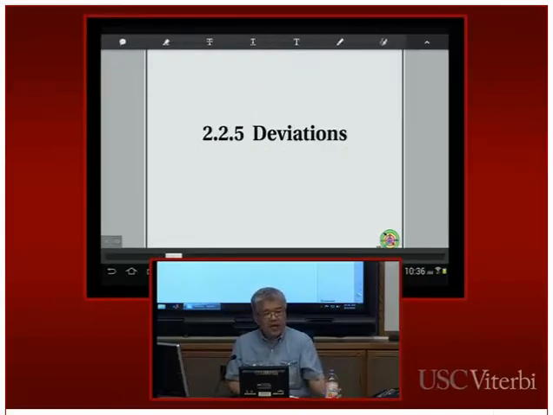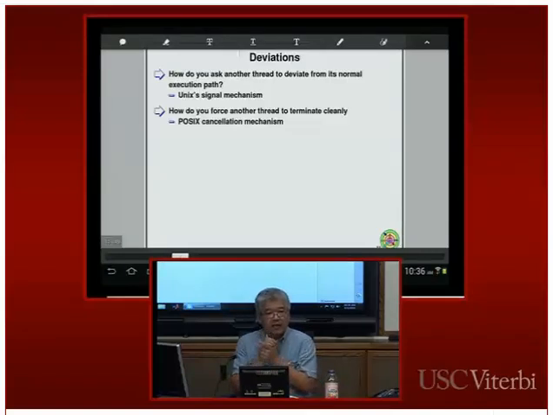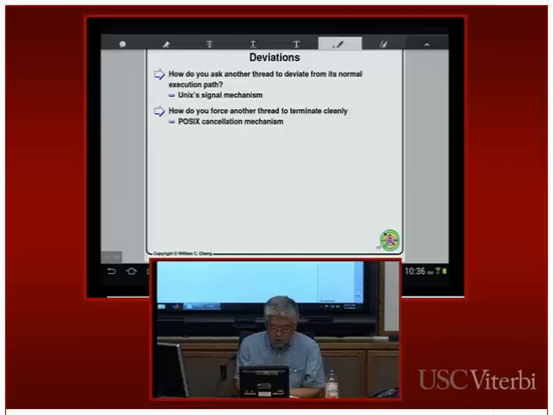Okay. So that finishes thread safety. The next thing we're going to look at is deviation. Deviation is when your thread is doing a single thread of execution, executing a bunch of machine instructions in sequence, and now it needs to do something else. Why would it need to do something else?